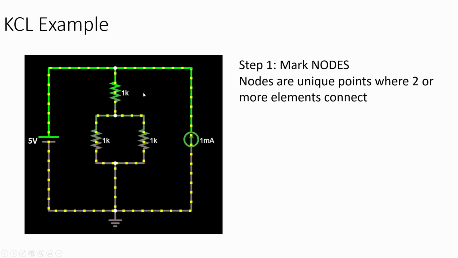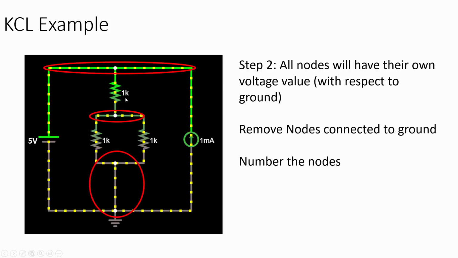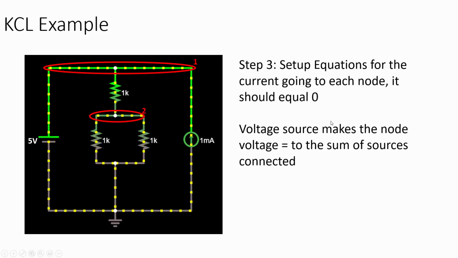So the first step is to mark all of your nodes. So these are our nodes. Nodes are unique areas of connection, so they're basically just unique junctions. So this wire up here is a unique junction between the resistor and the voltage and the current source. This junction down here is a unique connection between the resistors and the ground. And this junction right here is a unique connection between 3 resistors. Then you have to remove the nodes that are connected to ground because they're going to have 0 volts.